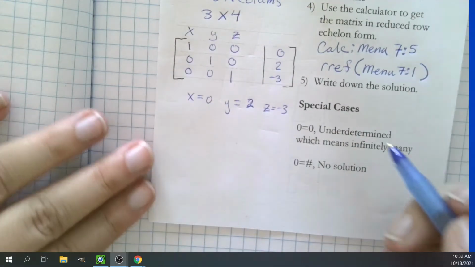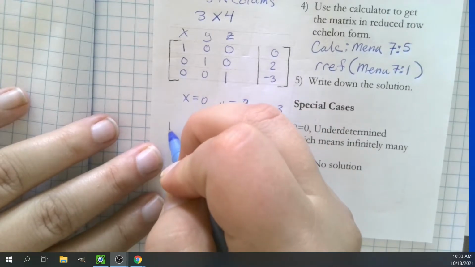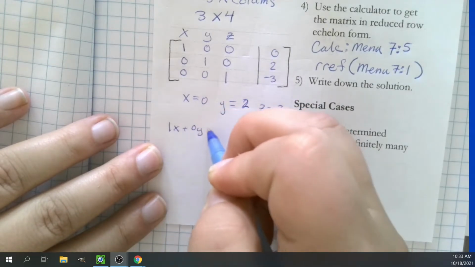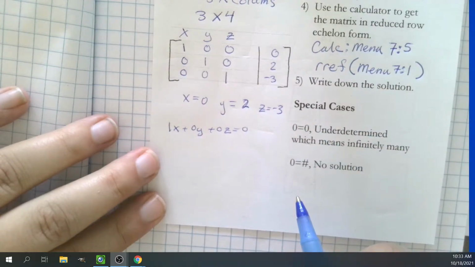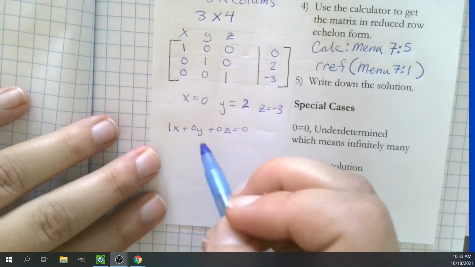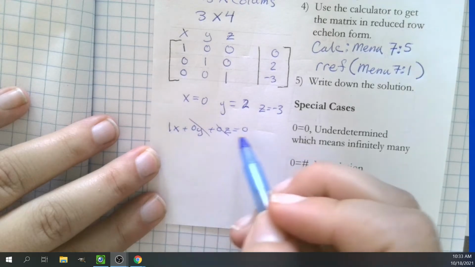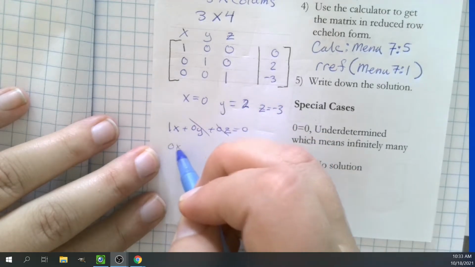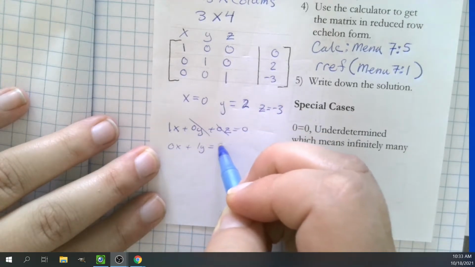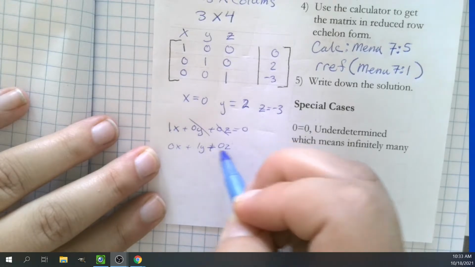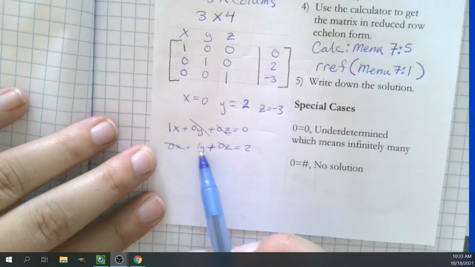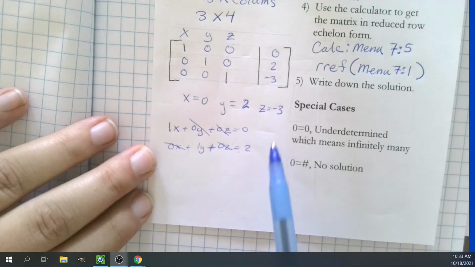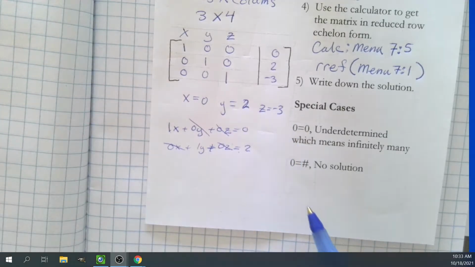Now, if that's not quite making sense to you, this would be 1x plus 0y plus 0z equals 0. Because it's only 1 x. So since this doesn't have to be there, it's just x equals 0. This would be 0x plus 1y plus 0z equals 2. And since those don't have to be there, it's literally just y equals 2. You guys following me? So this is called Gaussian elimination.